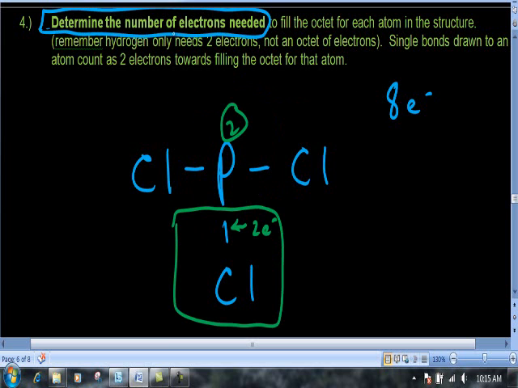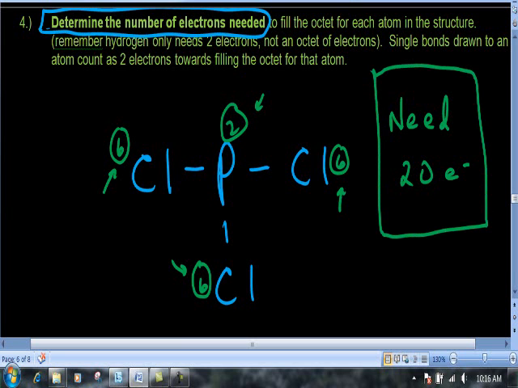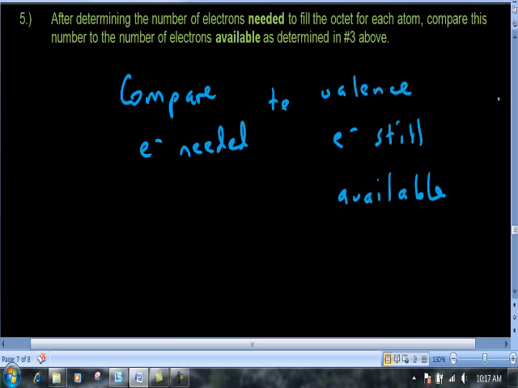Focusing on a chlorine atom, the bond counts for 2 electrons, so this chlorine needs 6 more electrons to complete an octet and have a total of 8 valence electrons. The other chlorine atoms also need 6 electrons each, so we have 6, 6, 6, and 2. That adds up to 20 valence electrons needed to complete our Lewis structure and provide each atom with an octet of electrons.